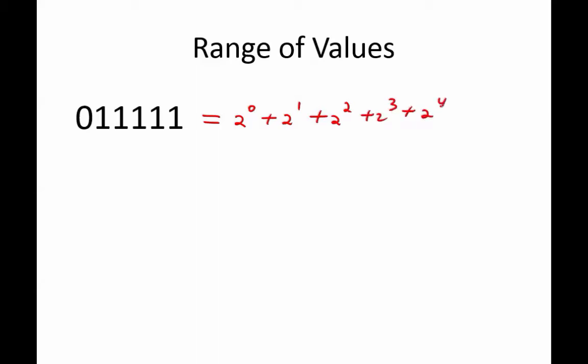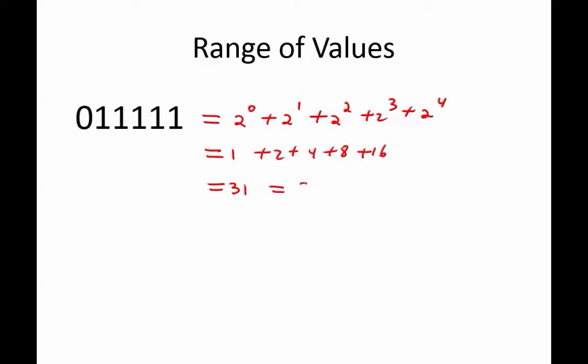Let's take a look at the range of numbers that can be represented using n-bit 2's complement. Let's begin with our example of 6 bits. The largest positive number in that case is 0 followed by 5 ones, which is equal to 2 to the 0 plus 2 to the 1 plus 2 squared plus 2 cubed plus 2 to the 4th, which is equal to 1 plus 2 plus 4 plus 8 plus 16, which equals 31, which is also equal to 2 to the 5th minus 1.